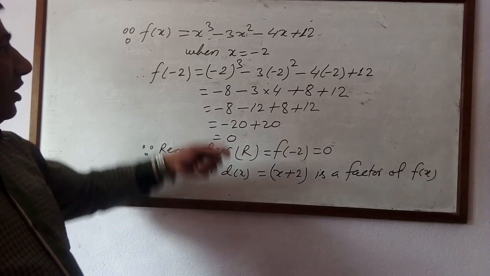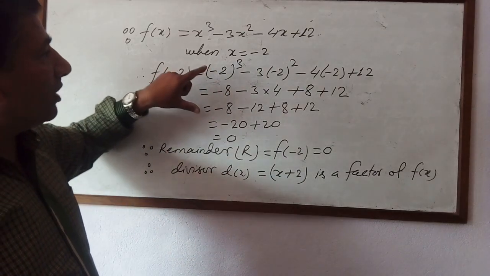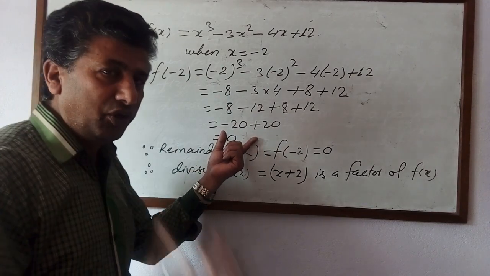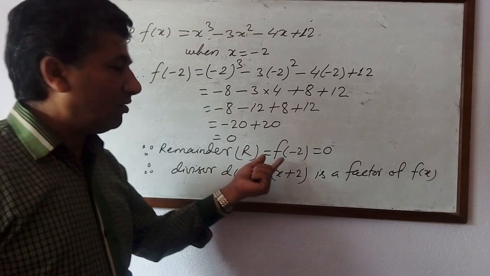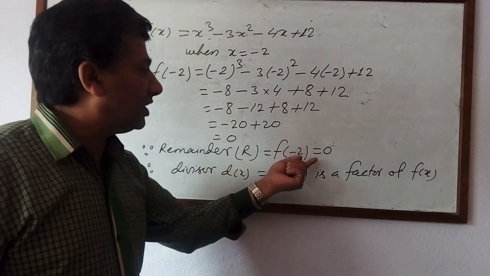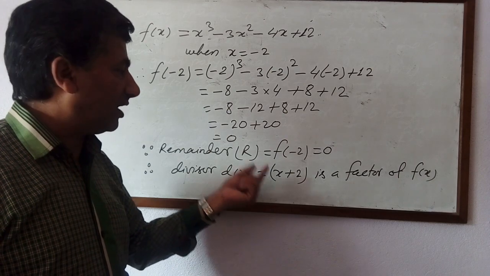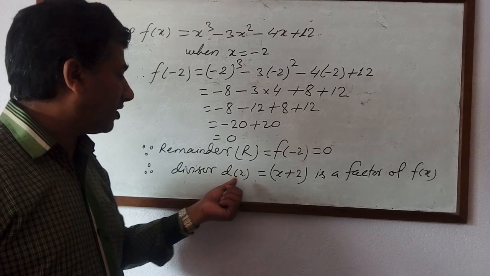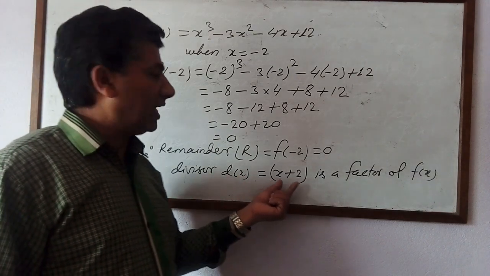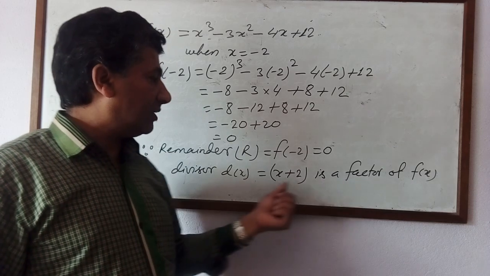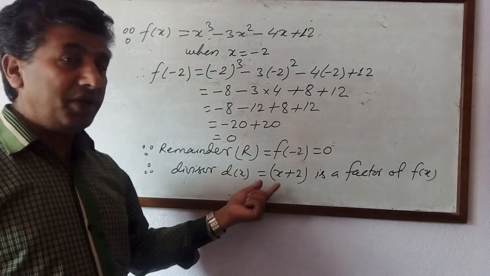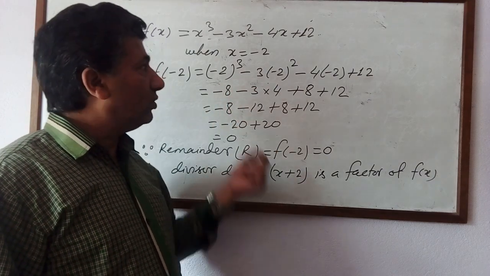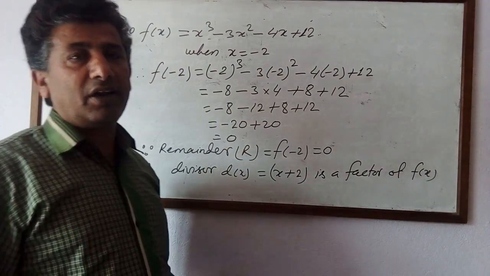See here: up to here, with the help of the remainder theorem, we found the remainder. After finding the remainder, we use the factor theorem. What is the factor theorem? When the remainder is 0, the divisor will be a factor. So by the factor theorem we can say that the given divisor x plus 2 is a factor of f(x). This is how to solve the problem with the remainder and factor theorem.